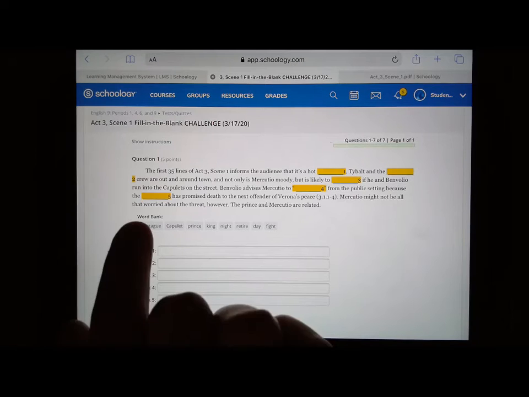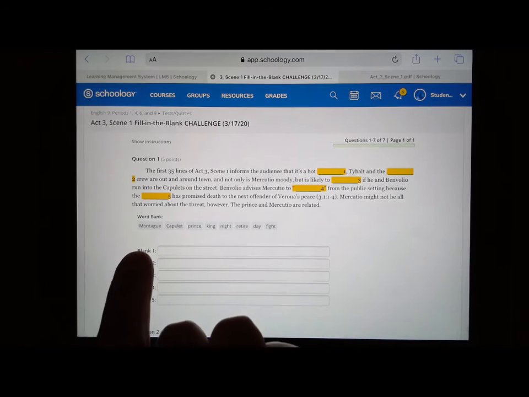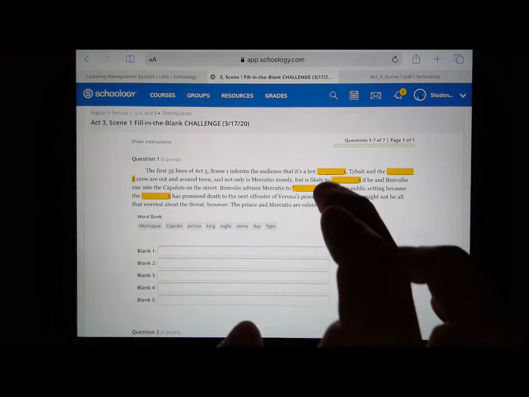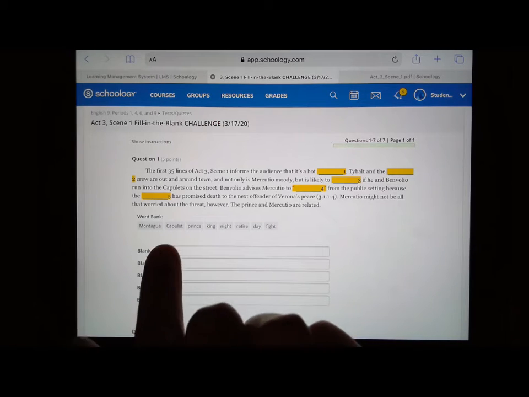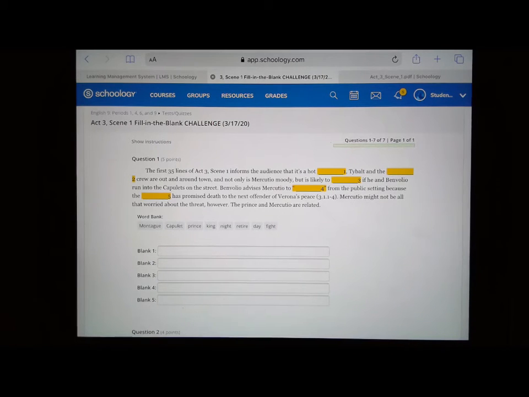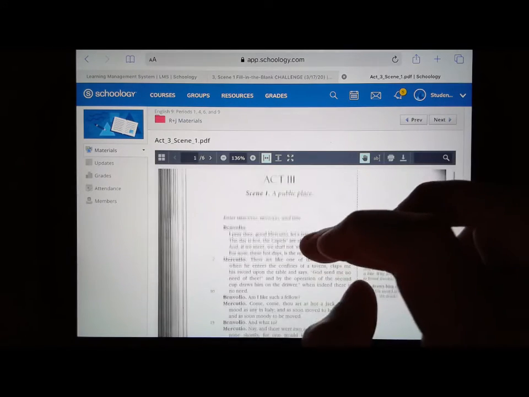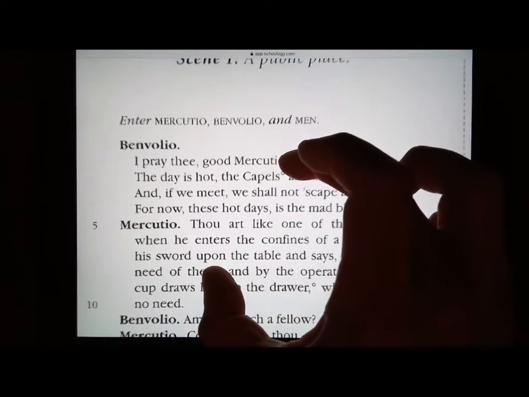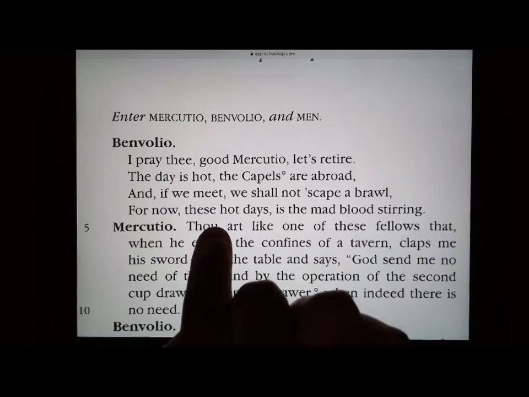And this says the first 35 lines of Act 3 Scene 1 informs the audience that it's a hot, and you'll notice that there's a word bank down here, except there's 5 blanks, and there's 8 possible answers. So some of them are distracting answers. They're not answers. So you do have to be aware. And in terms of, what's it like right now? I see Benvolio says, the day is hot. For these hot days.